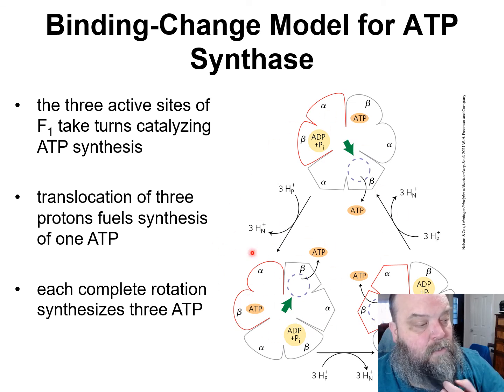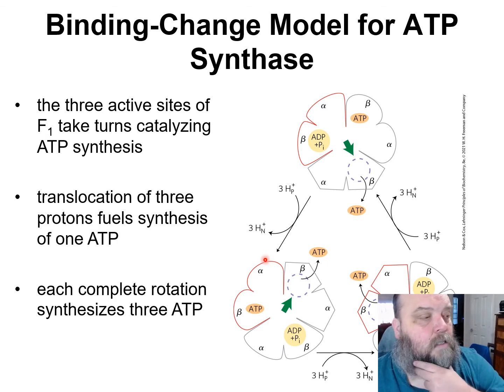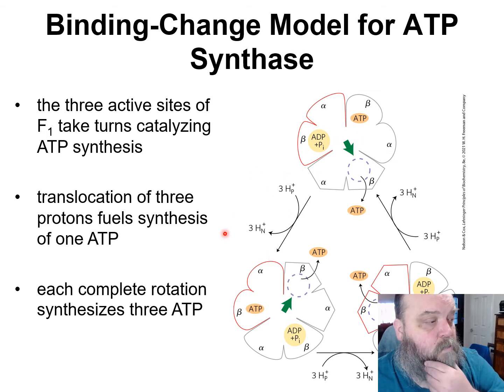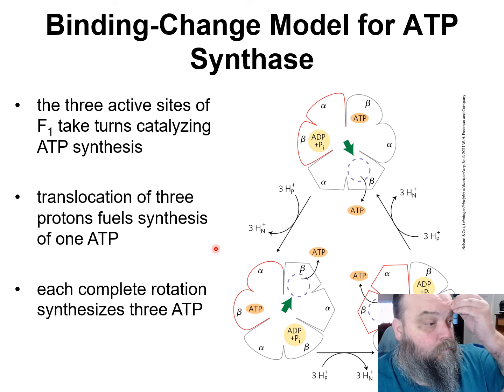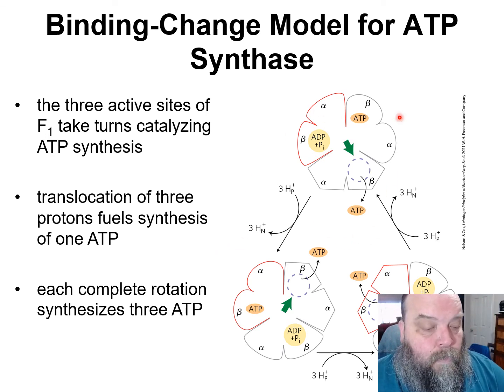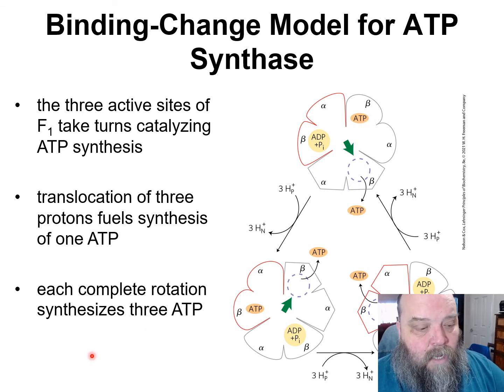And you've got to remember, this is also spinning, moving, because F0 has a conformational rotation going on due to the flow of the hydrogens, which is causing these to move. So as these are spinning, they're changing their state: loose, very loose, loose, tightly bound.